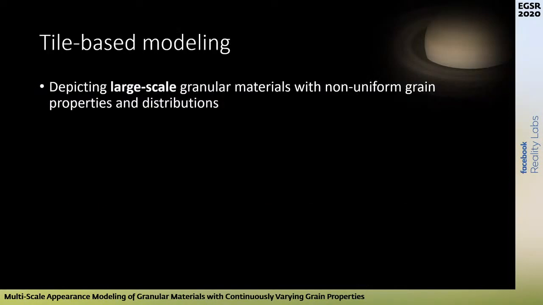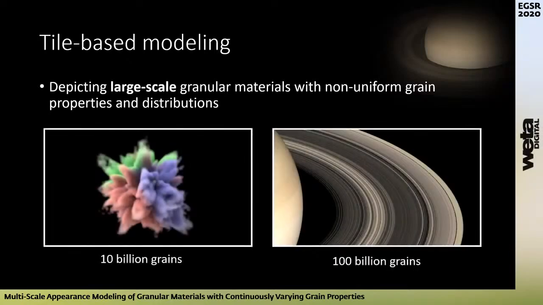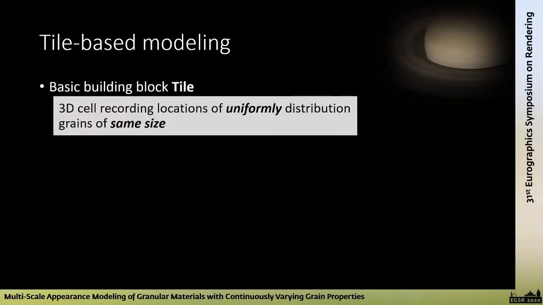In addition to our multi-scale rendering framework, we also proposed a tile-based model to depict large-scale granular material with non-uniform grain properties and distribution. Here, we provide a preview of two results in the paper using our model. Both scenes contain billions of grains, which apparently makes it impractical to store all the information for every grain explicitly. In our model, the basic building block tile is a three-dimensional cell recording the locations of a few uniformly distributed grains of the same size.